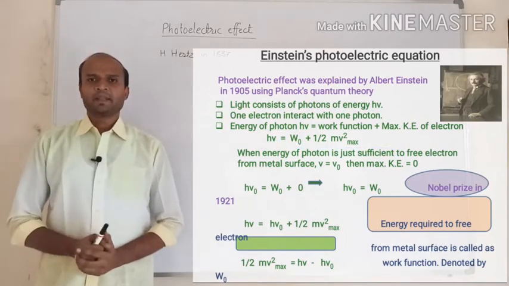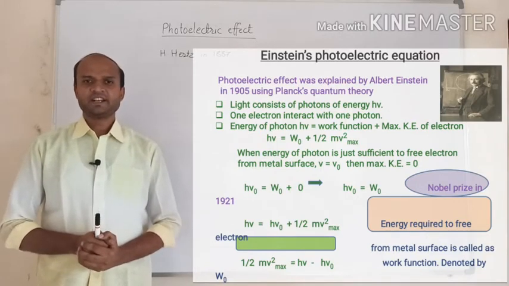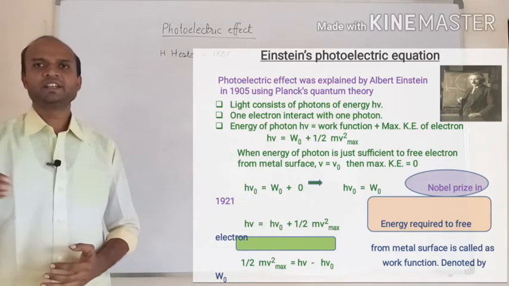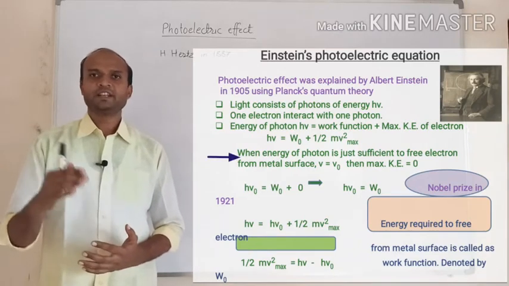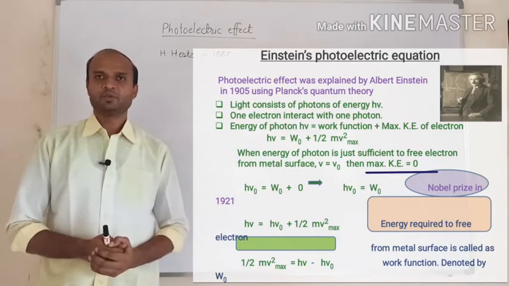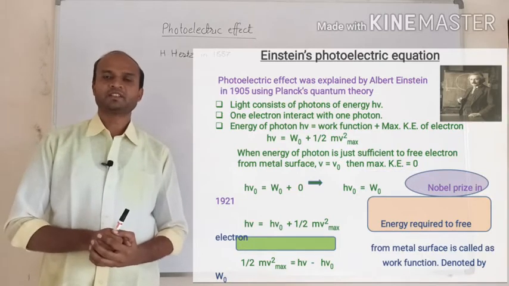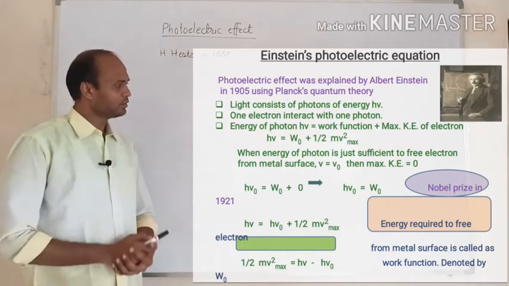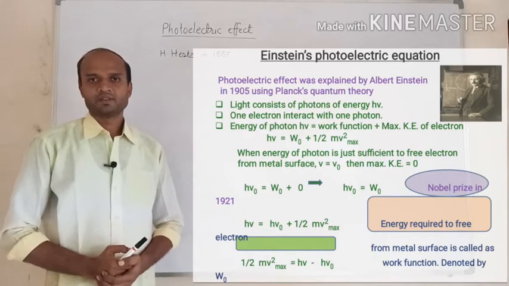Now apply the condition: if the energy of the incident radiation, that is the energy of the photon, is just sufficient to free the electron from the metal surface, then the maximum kinetic energy will be 0. The frequency at which this happens is called the threshold frequency. So the condition is nu equal to nu 0, then the maximum kinetic energy will be equal to 0.